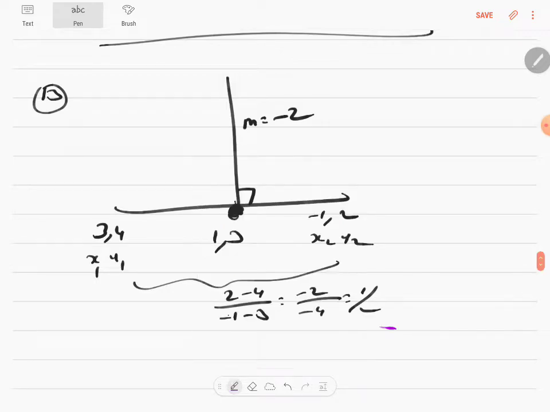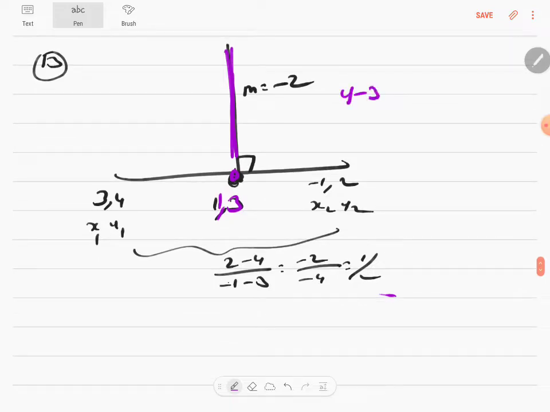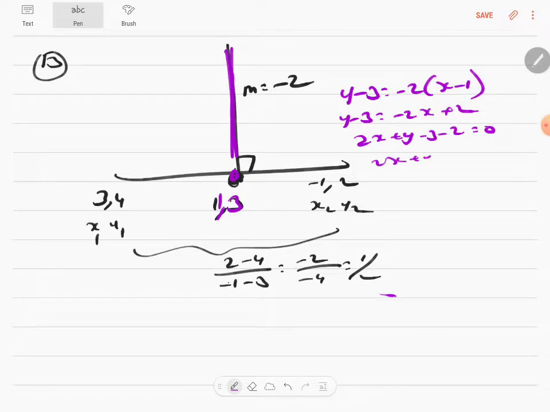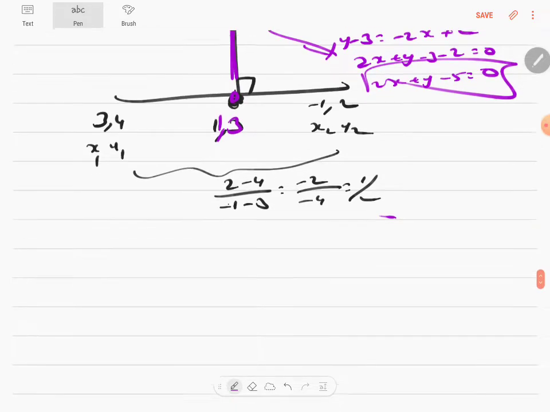Once you know the slope of this line, and you know it's passing through the point 1 comma 3, you can frame the equation of this line, which is y minus y1 is equal to m into x minus x1. So y minus 3 is equal to minus 2x plus 2. 2x plus y minus 3 minus 2 is equal to 0. 2x plus y minus 5 is equal to 0 is the equation of this purple color line. That will be the right bisector's line.